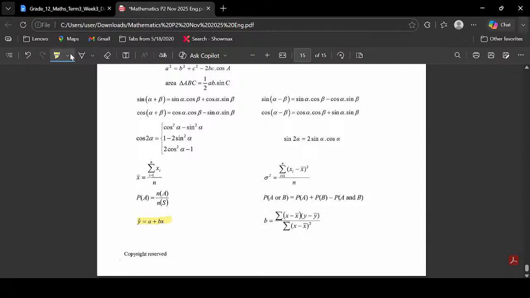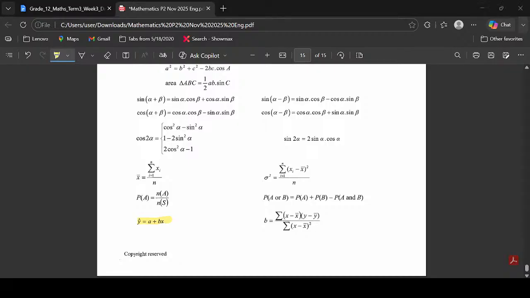It's a plus bx. You don't try to be a hero, guys. You copy it exactly the way it is, and then you just use it, so that you don't make mistakes. You also don't try to be a hero.